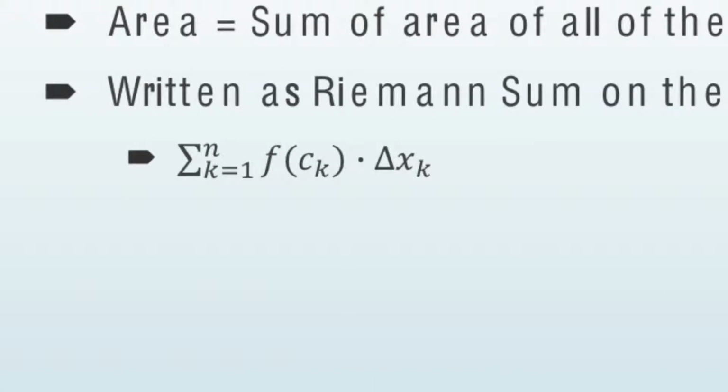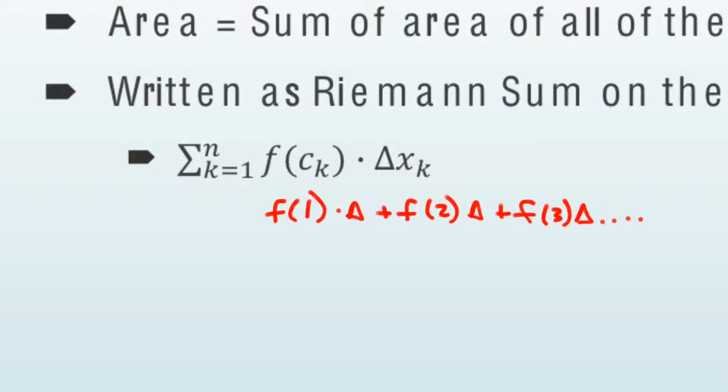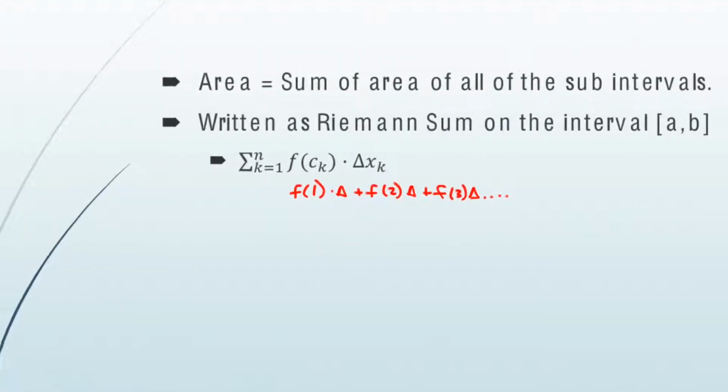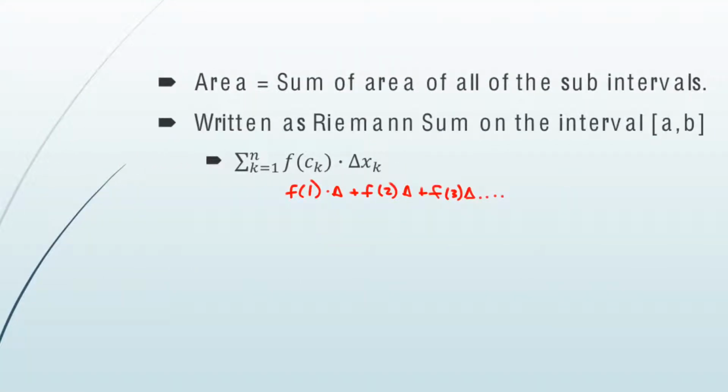This is a much easier way than writing f of 1 times delta plus f of 2 times delta plus f of 3 times delta, and so on and so on. Okay? So it's a much simpler way of writing it. Otherwise, we're still doing the exact same thing. It's not a whole lot different here.